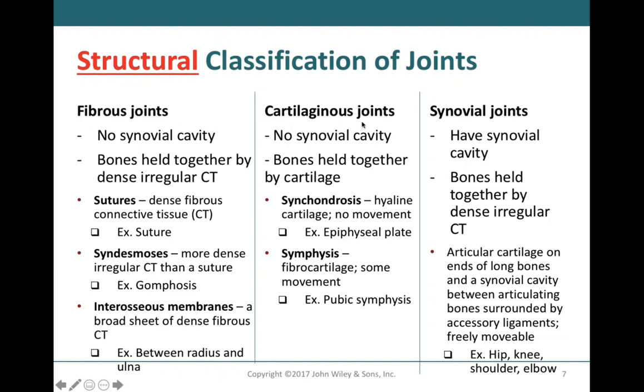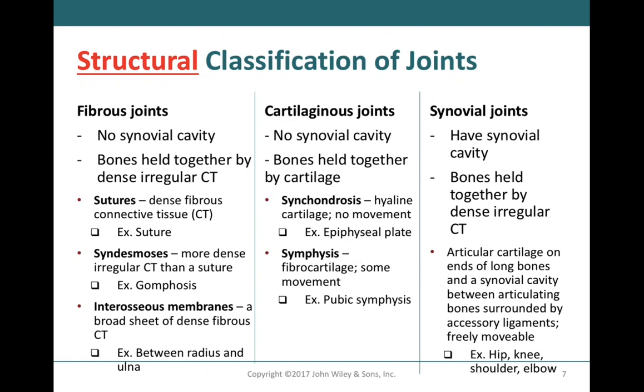Now, cartilaginous joints, again, as implied by the name, are going to be held together by cartilage. However, these will also not have a synovial cavity. These will have no synovial cavity at all. And there's two major types of cartilaginous joints. We have the synchondroses, and we have symphyses. These are two major types of cartilaginous joints.